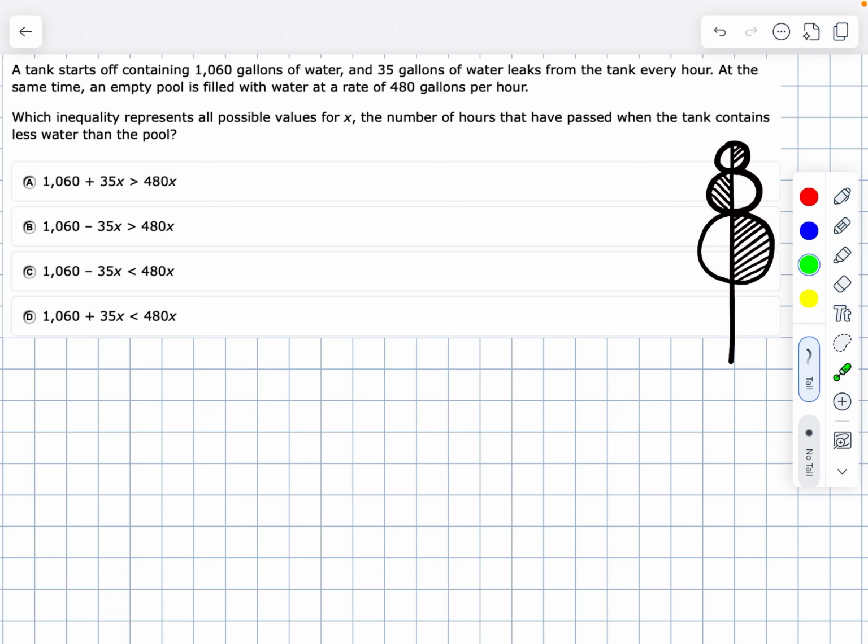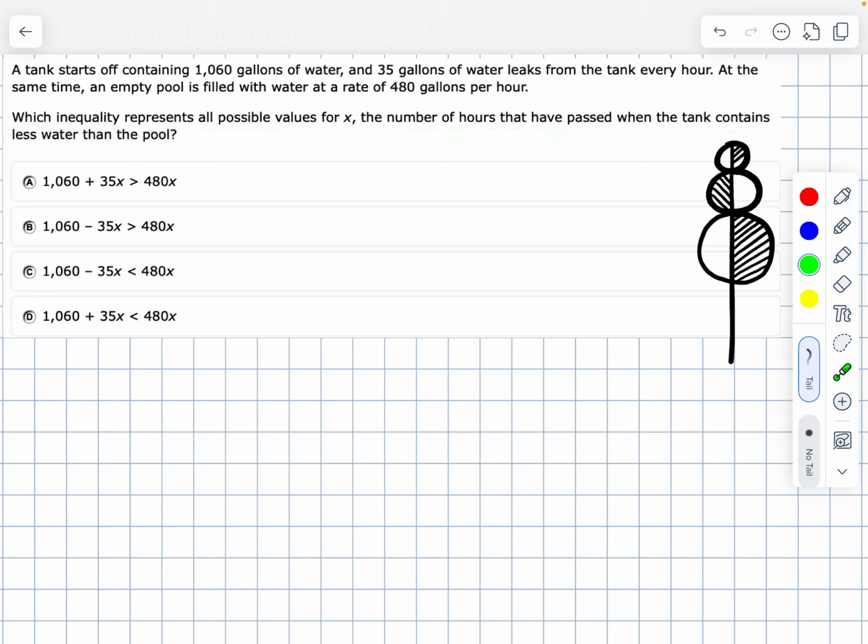Alright, this is an interesting problem. Let's go ahead and read through it and then start analyzing what we need to do to solve it. Okay, it says a tank starts off containing 1,060 gallons of water, and 35 gallons of water leaks from the tank every hour. At the same time, an empty pool is filled with water at the rate of 480 gallons per hour. Which inequality represents all possible values of x, the number of hours that have passed when the tank contains less water than the pool?